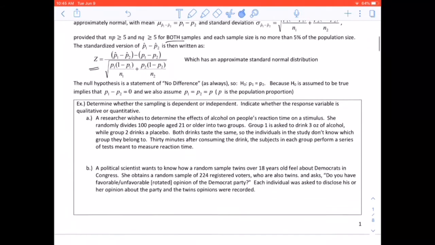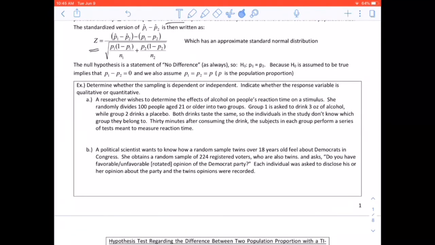The null hypothesis is a statement of no difference. And this always means that for our null, we're going to have P1 is equal to P2. Because H naught is assumed to be true, that implies that P1 minus P2 is equal to 0, since they are equal. And we will also assume that P1 is equal to P2 is equal to P, and P is the population proportion.